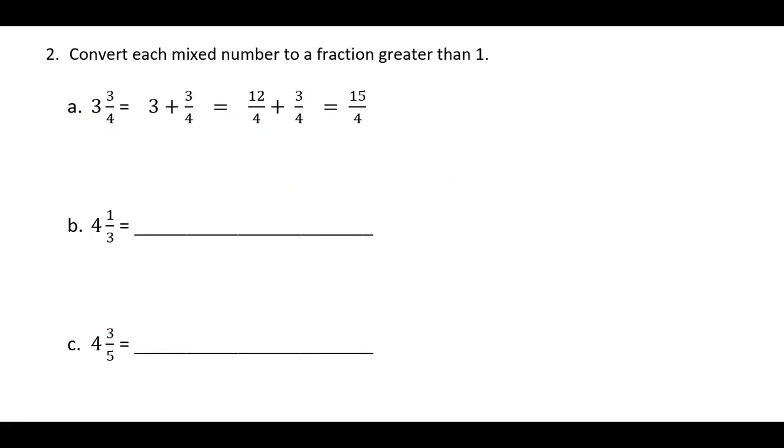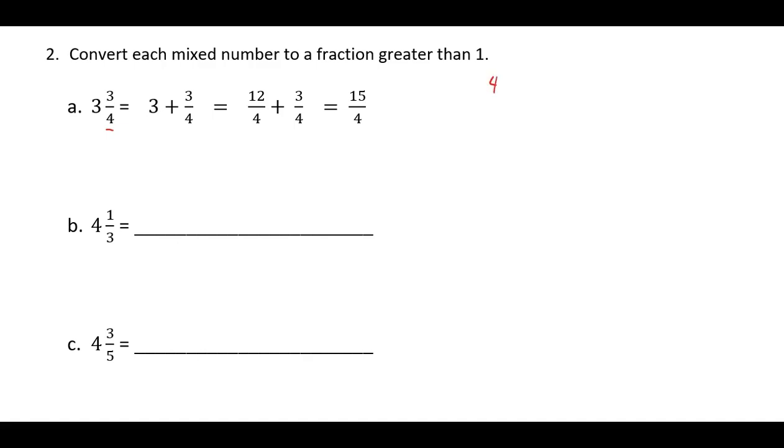In this section, we're going to do the same thing without the use of the number line. The directions say convert each mixed number to a fraction greater than 1. Sample A has been done for us. We started with 3 3/4. Since the denominator of my fraction is fourths, I'm going to start by asking myself how many fourths it would take to make 3 wholes.